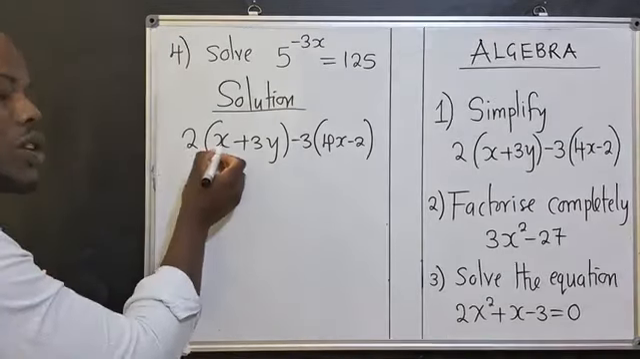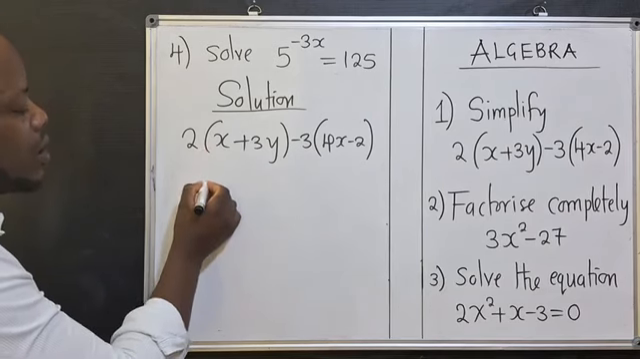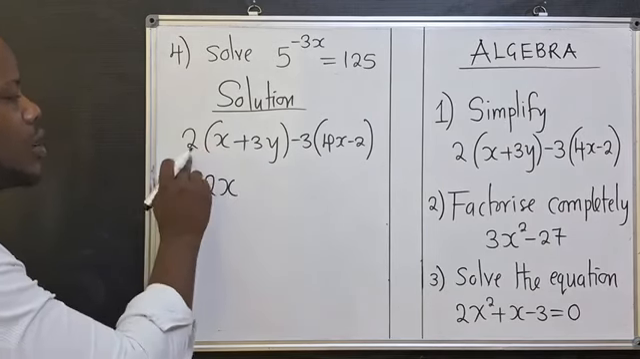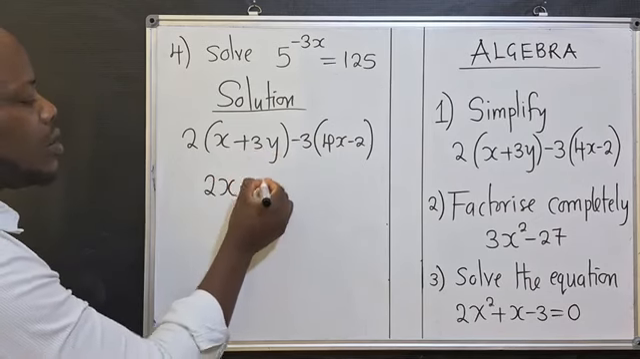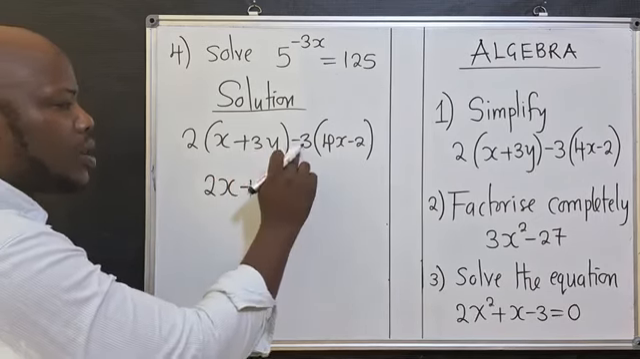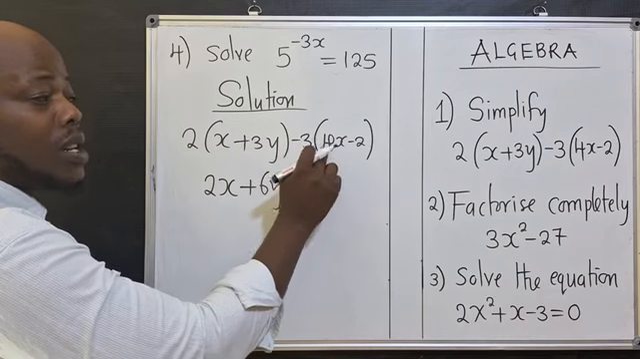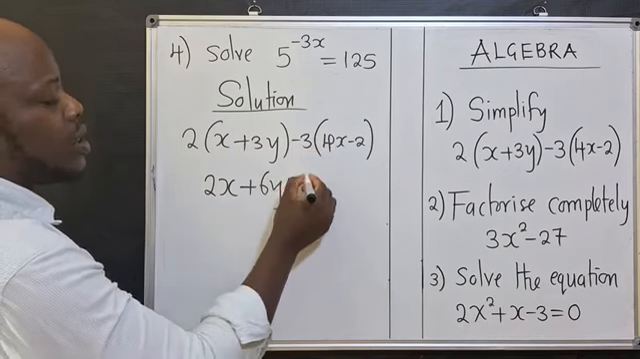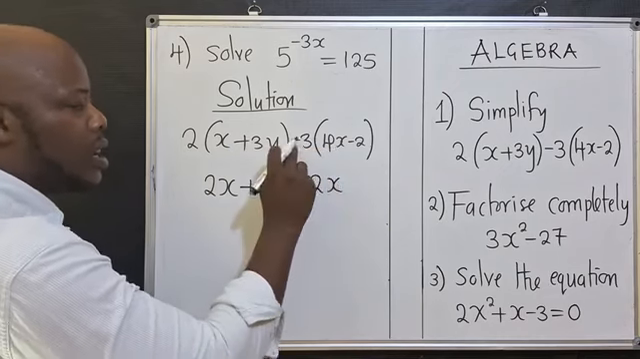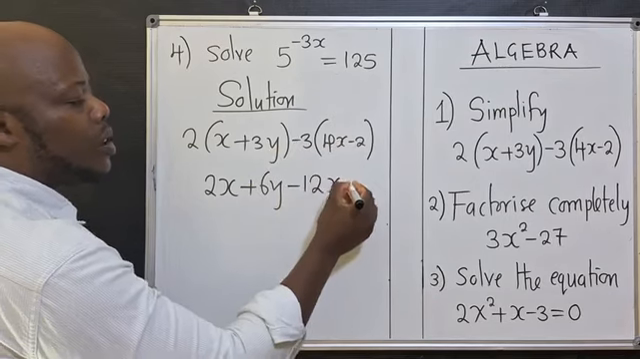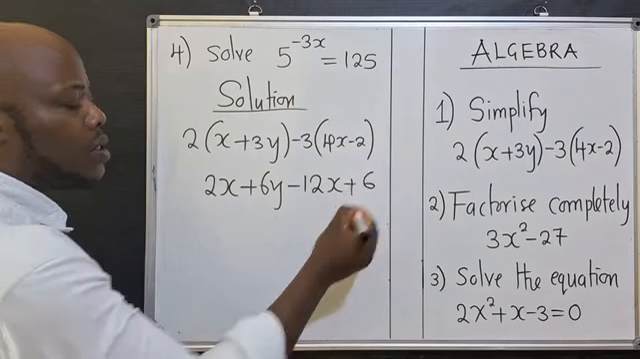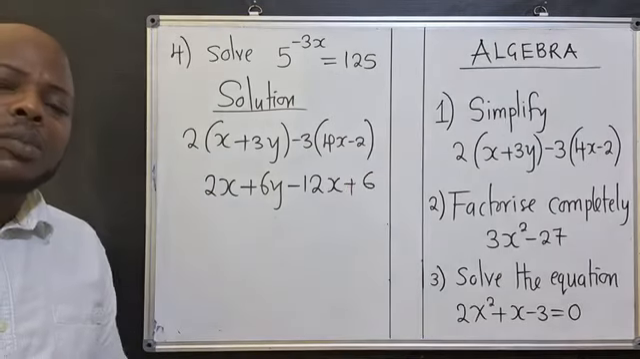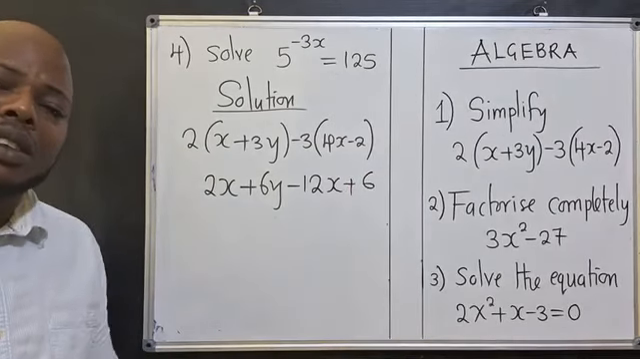So it will be 2 times x, that is 2x, 2 times 3y, that is 6y, 3 times, negative 3 times 4x, that is negative 12x. Negative and negative will give us a positive. 3 times 2, it's a 6. So that's the first step. We have gotten rid of the brackets.